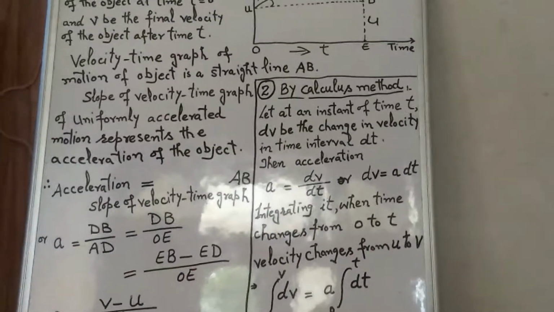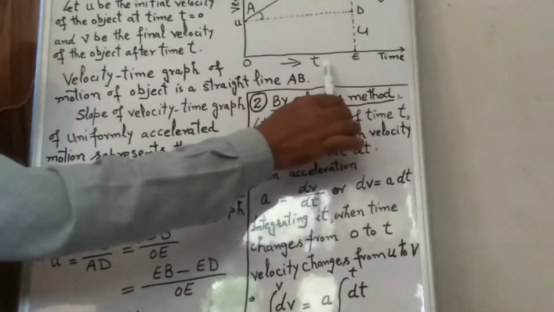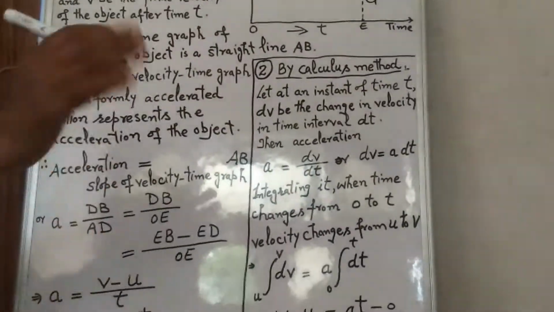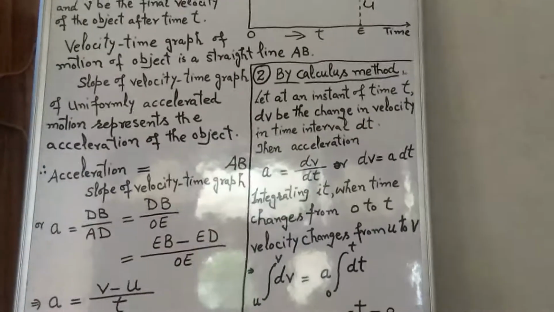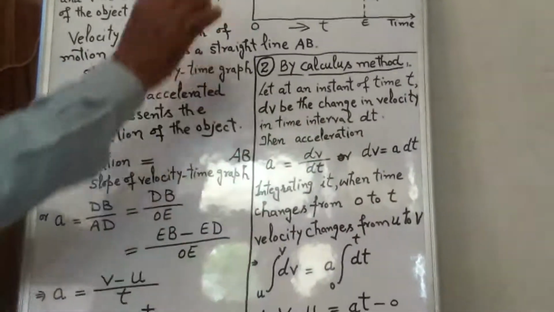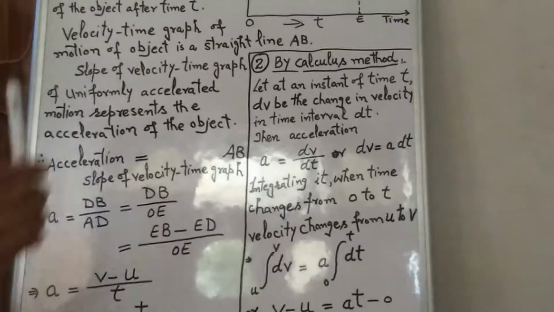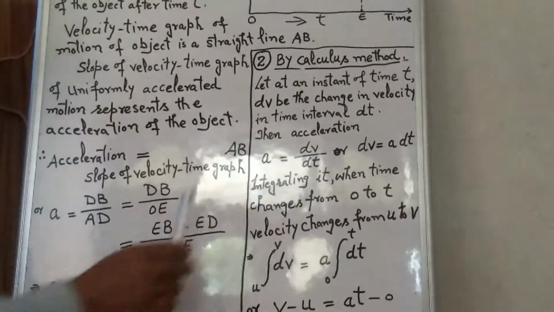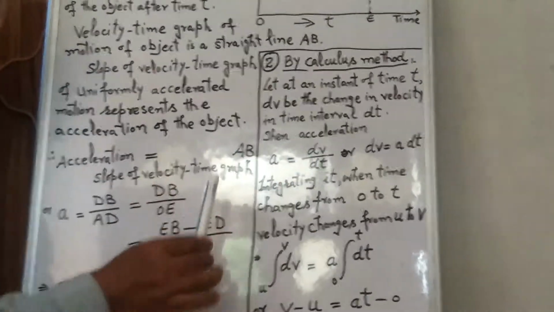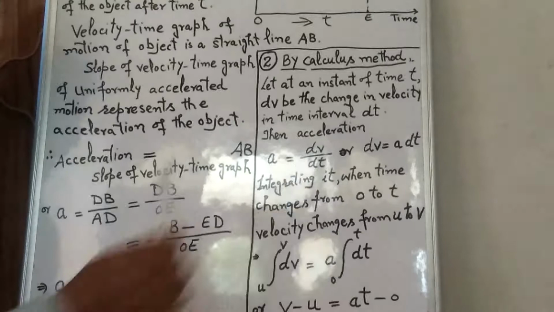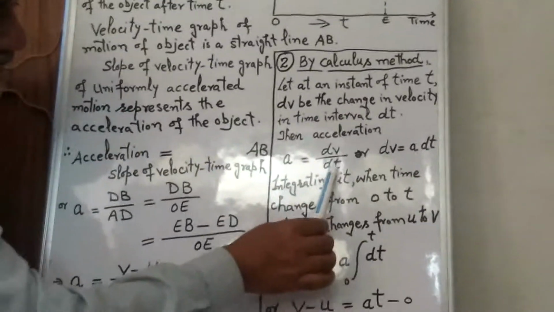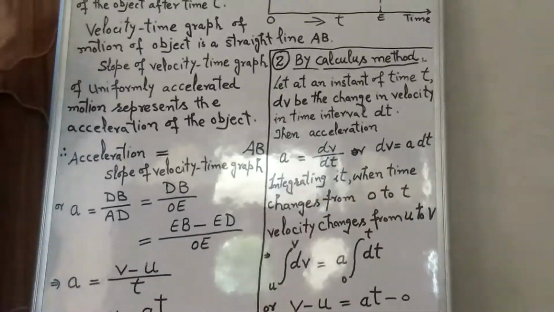At an instant of time t, let dv be the change in the velocity in a small time interval dt. We know by definition that acceleration is the rate of change of velocity with time. By the calculus method, a = dv/dt, a small change in velocity divided by a small interval of time dt. That is, dv = a dt.